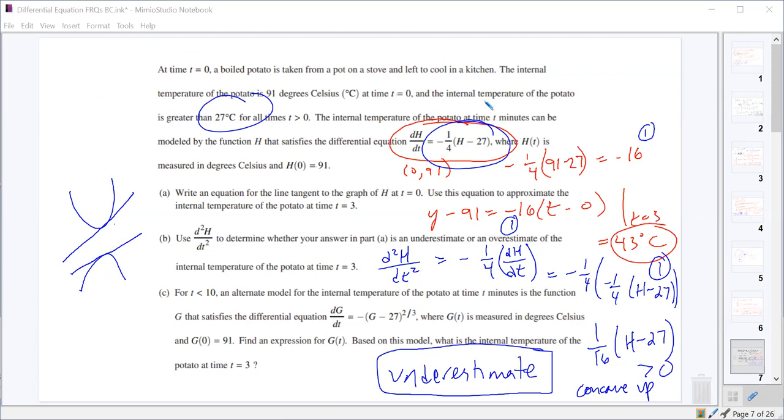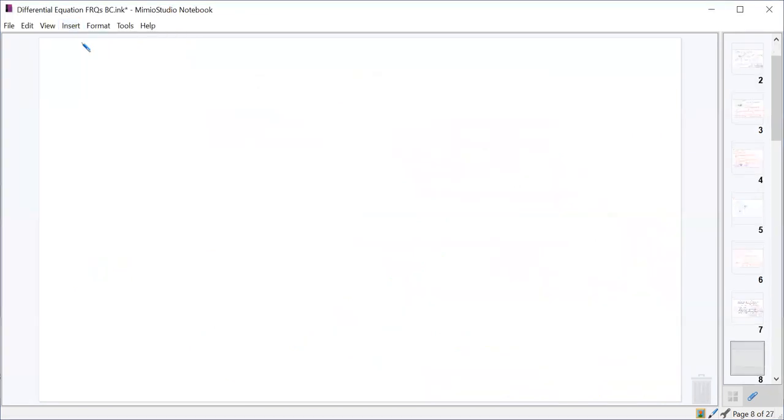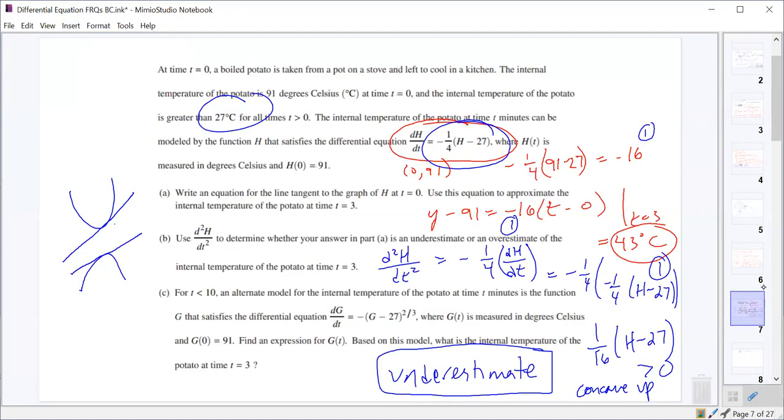All right, and for part C, it says, okay, cool, we now have an alternate model for the temperature. dG/dt is the differential equation that satisfies G. Solve this differential equation given the initial condition, and then evaluate it at t equals 3. Okay, so we'll need a new page for this probably. dG/dt equals negative (G minus 27) to the 2/3.